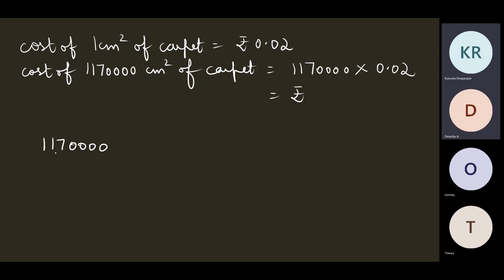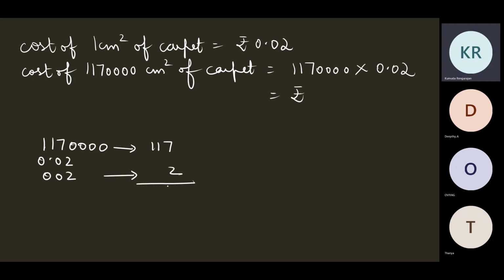So you should take this number as 117 and 0.02. Look at the number without the decimal point, 002. So it's nothing but 2. So multiply these two numbers. You get 234. Now write all these zeros. 1, 2, 3, 4 zeros. And after the decimal point, 2 digits. So place the decimal point here. Now you can ignore the zeros after the decimal point. So the number is 23,400.